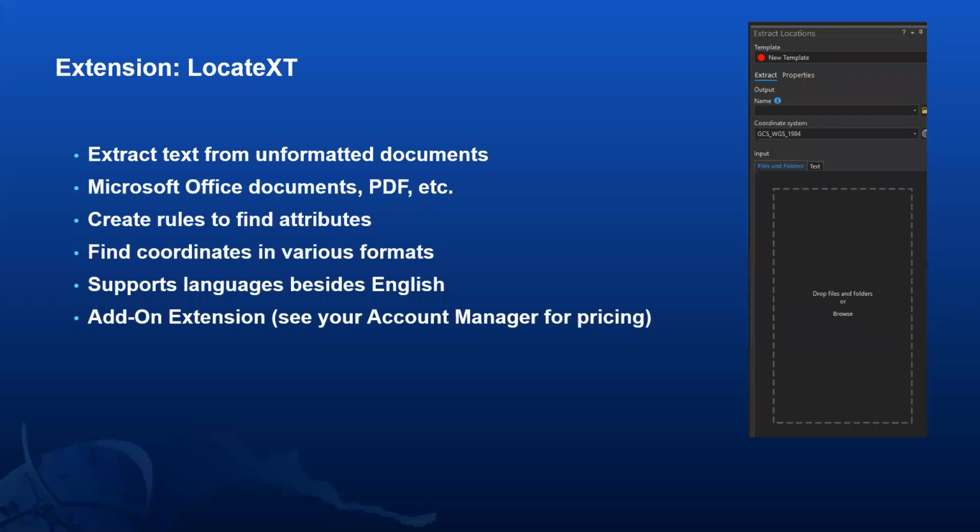So what you can do with this tool is you can extract text from unformatted documents like Office docs, spreadsheets, Word docs, and then other things like PDFs, text files, CSV files, etc. There's a whole range. It's in the documentation of which ones you can do. And then you create rules to extract attributes and coordinates from various formats and various languages out of the document, and then save it in a feature class. So this is a really interesting extension.